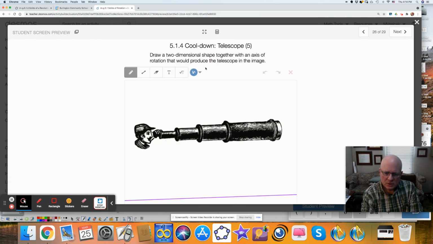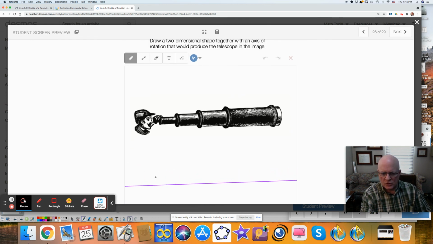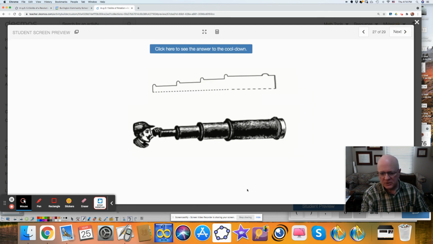Finally, there's this telescope problem. You're supposed to draw the two-dimensional half of the figure that, when you rotate it, will end up with this. And I actually give you the solution for this on the sheet. And folks, I know this is a long video, but this was what we were doing today. It was volumes of rotation. Good luck and success.